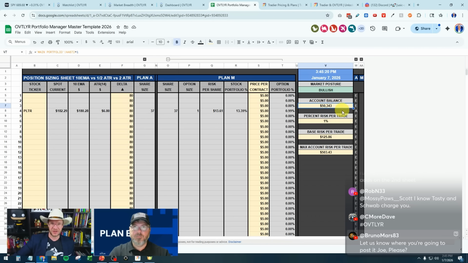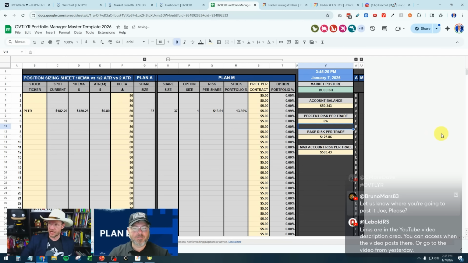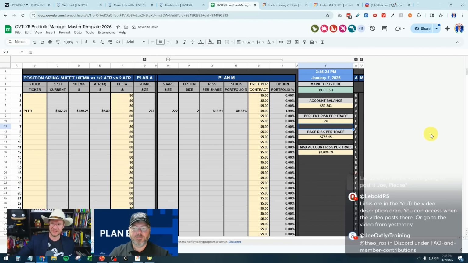Now, on that topic over here, this is where you get to enter that. So the account balance is automatic. You go in and enter whatever you want. I'm running 6%. Don't even think about it at 6%. Share size gets me 222 in that case. Option size is just 2 contracts.